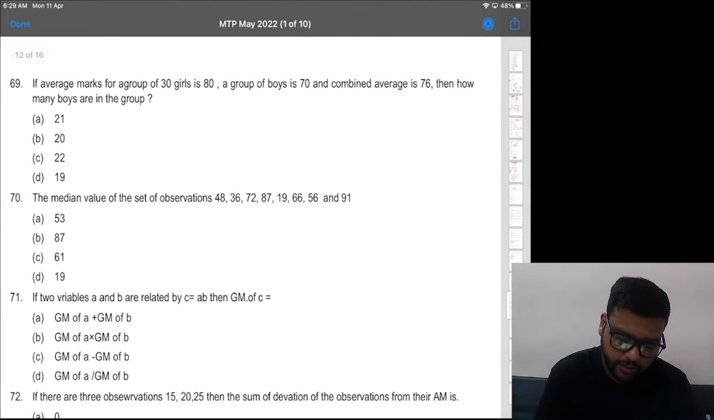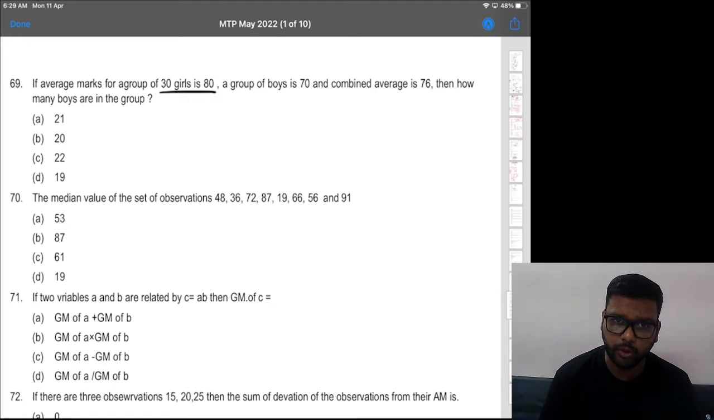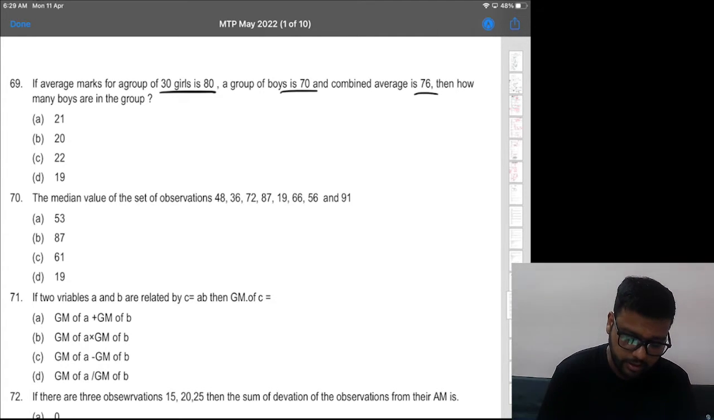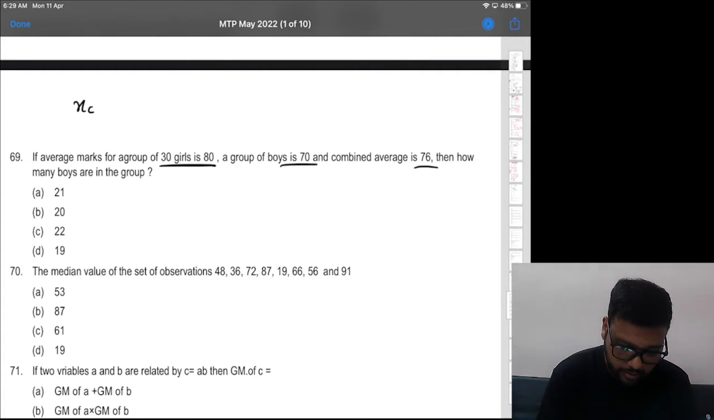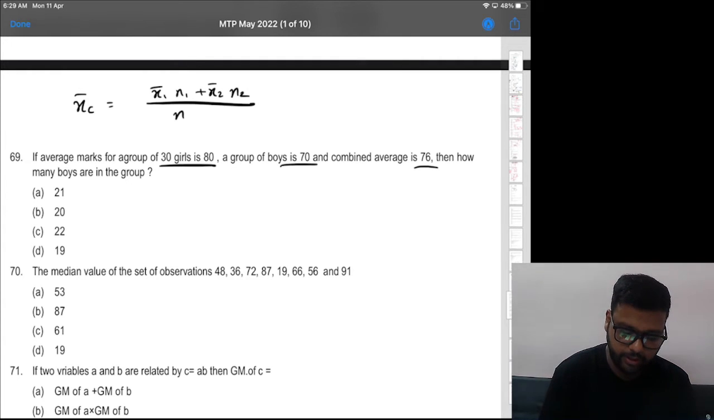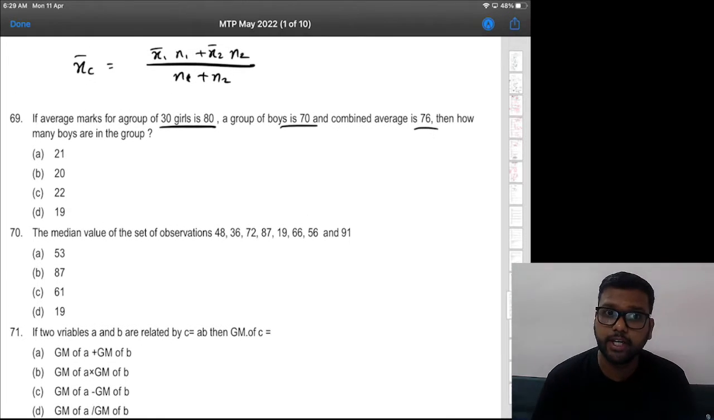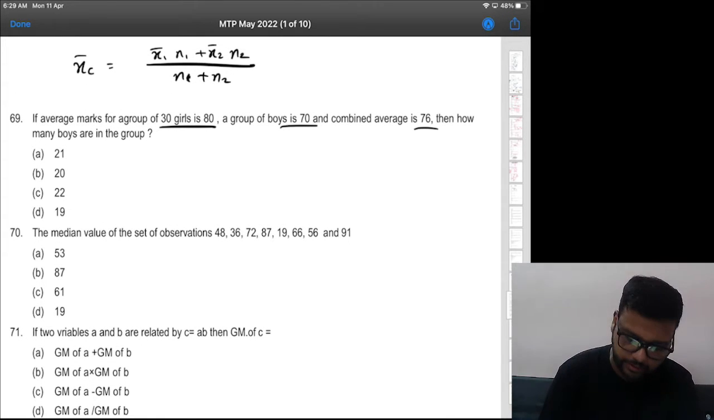If the average marks for a group of 30 girls is 80, for a group of boys is 70, and the combined average is 76, then how many boys are in the group? You can use the formula of combined mean. Combined mean is x1 bar into n1 plus x2 bar into n2 upon n1 plus n2. Or you can use a shortcut, which is used in proportions.